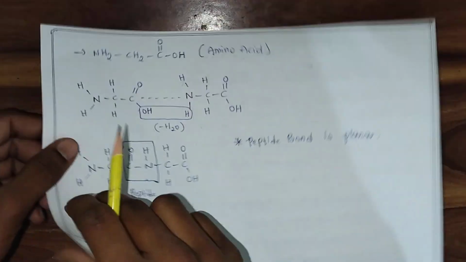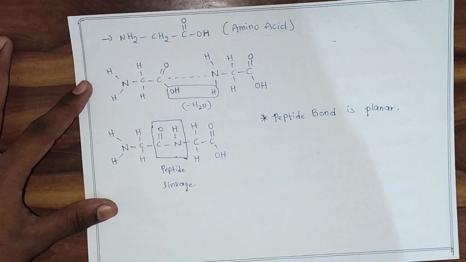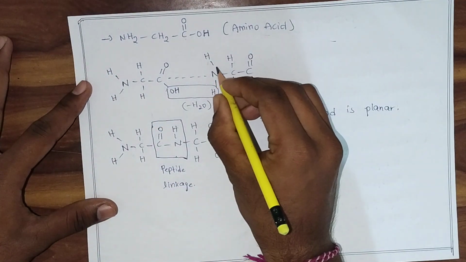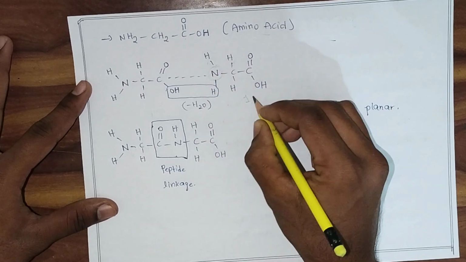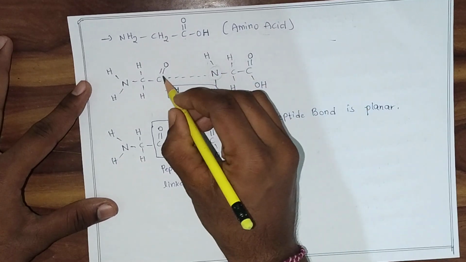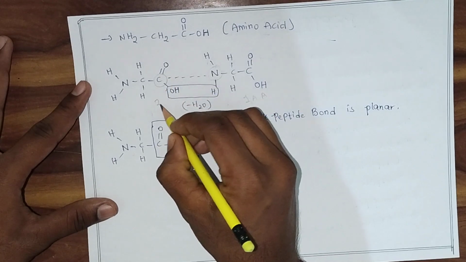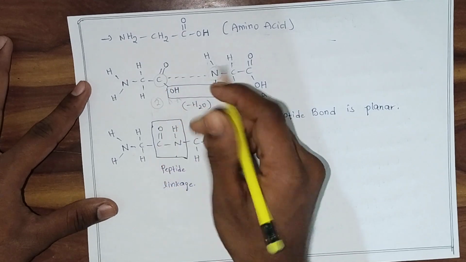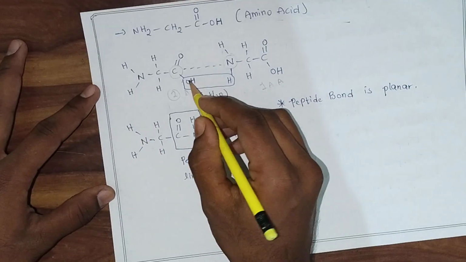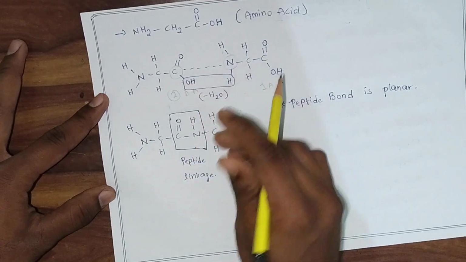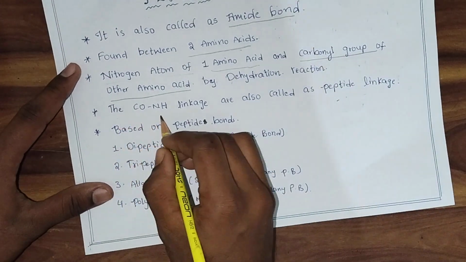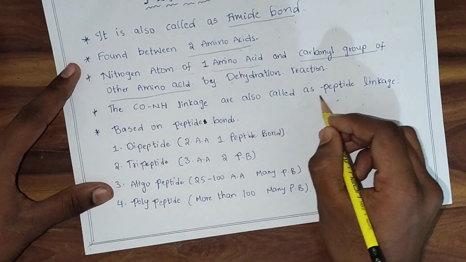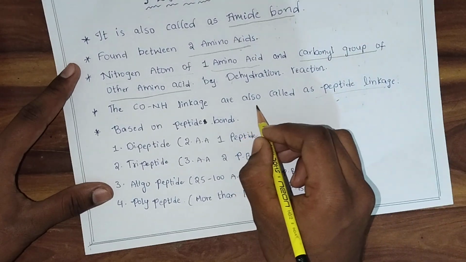For example, see that the nitrogen atom of one amino acid and the carbonyl group of another amino acid. This bond is called a peptide bond. I will explain later. The CONH linkage is also called a peptide bond. This line will remain.